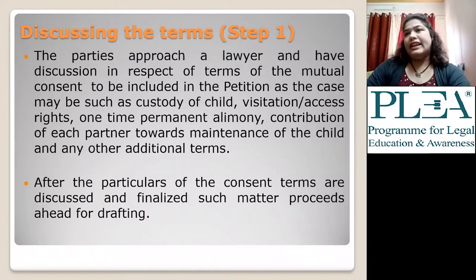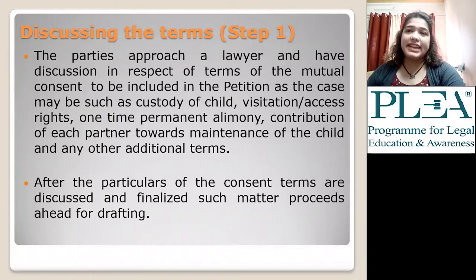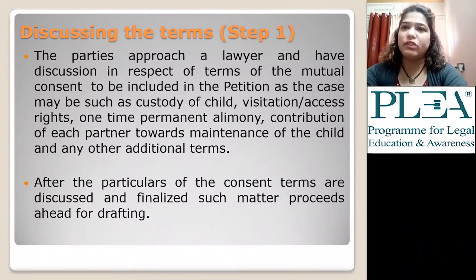So the husband is supposed to pay the wife a particular amount, say 10,000, 12,000, whatever. The husband is supposed to pay the wife maintenance on a monthly basis until the wife remarries after the divorce. So that is another aspect.